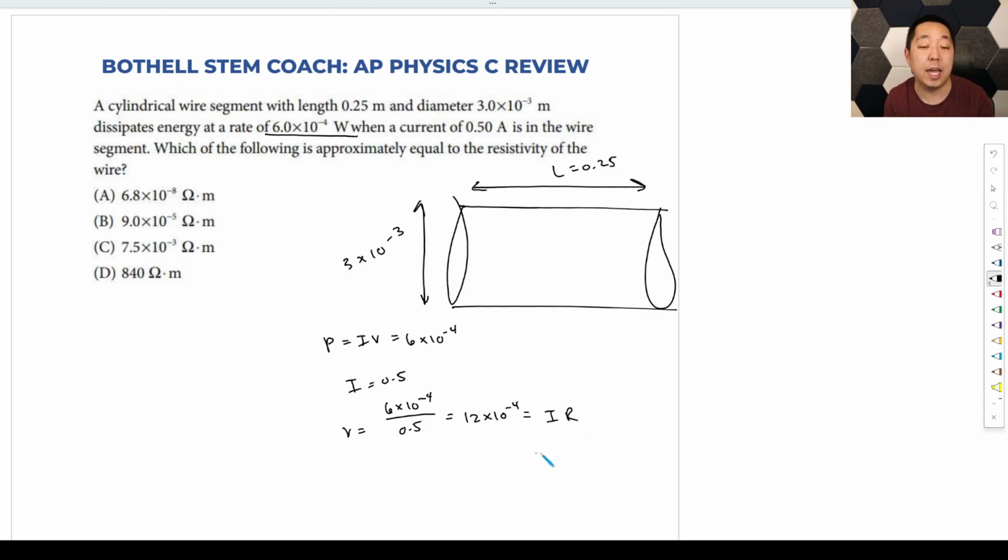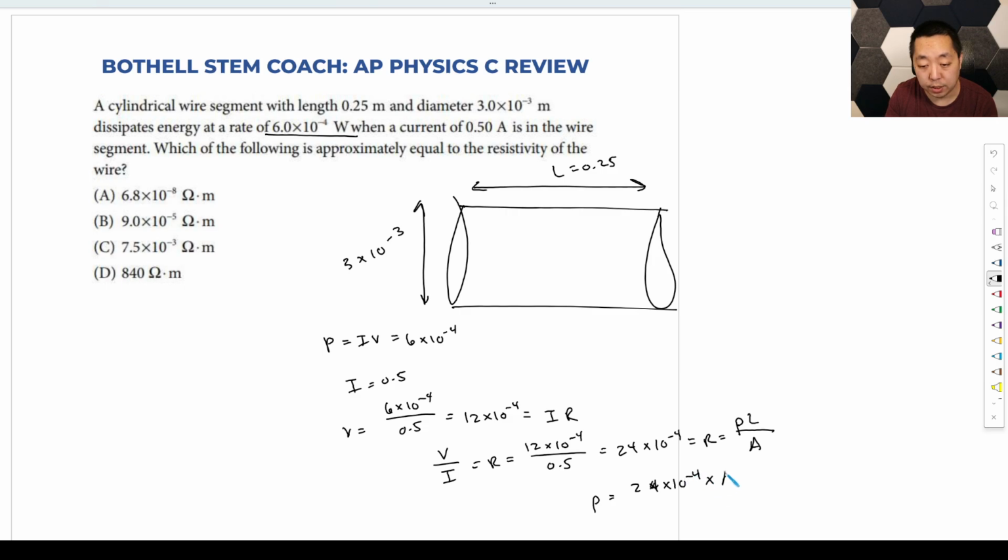So we can use that because now we know the voltage across here, and we know the current. We know V over I is equal to the resistance itself, right? So that's 12 times 10 to the negative 4 divided by 0.5, and that's going to be 24 times 10 to the negative 4. Now that equals the resistance. In terms of the geometric shape and resistivity, that's equal to rho L over A, right? So we want to solve for rho. So rho is going to be 24 times 10 to the negative 4 times the area divided by the length.